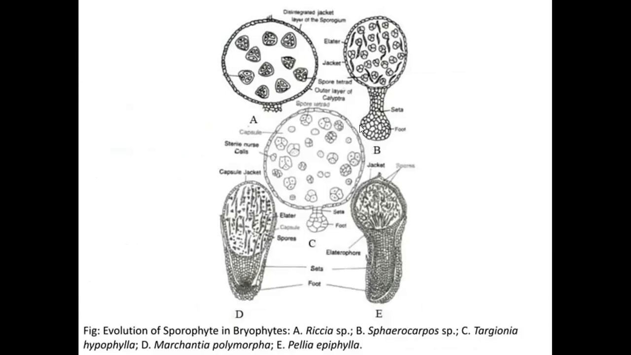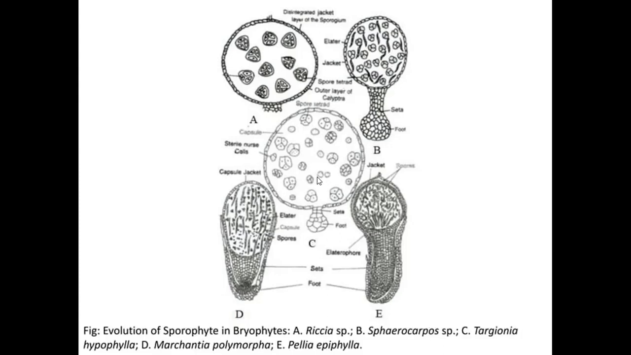Here you can see the development of a bulbous foot region with a small narrow seta, and the capsule region surrounded by a single layer of jacket. We can see the sterilization of the sporogenous tissue here. Not all the cells, but only some cells develop into spores, and the remaining tissue acts as a nutritive layer.